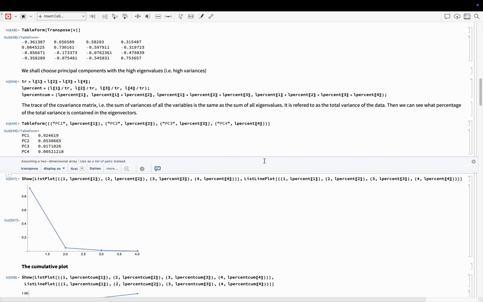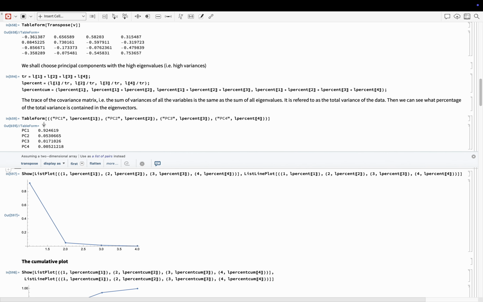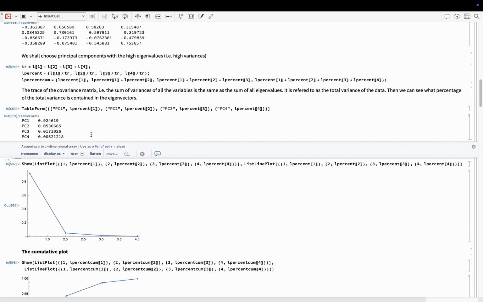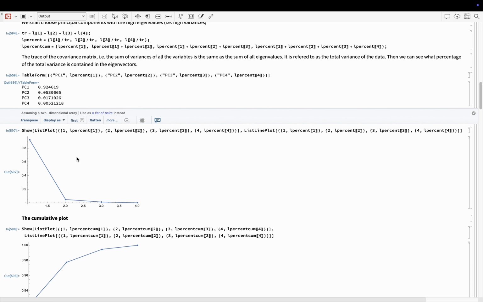Yeah, it works. Okay, so as you can see, almost all the variance is contained in the principal component 1, and only 5% in the principal component 2, and almost 2% in principal component 3, and the principal component 4 gets a very small percentage of the total variance. Therefore, for the rest of the analysis, we will take probably the first two principal components.